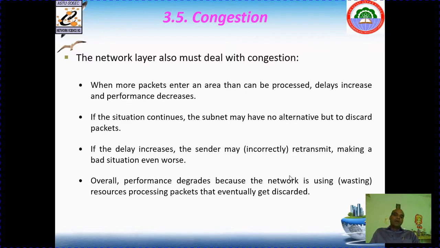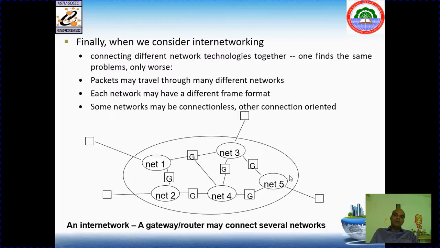Okay. So when multiple packets enter through the same router, the router needs the capability to exchange information with the exact destination. Another issue in networking is internetworking.